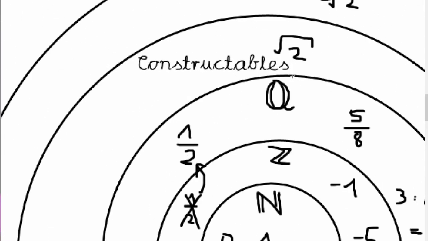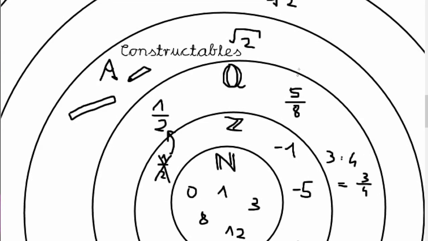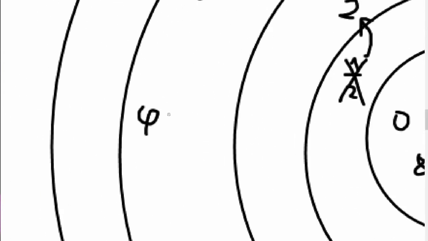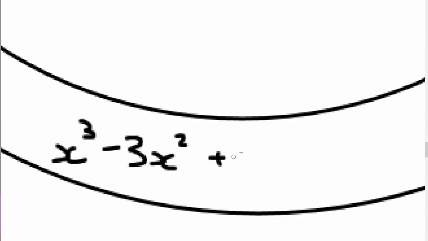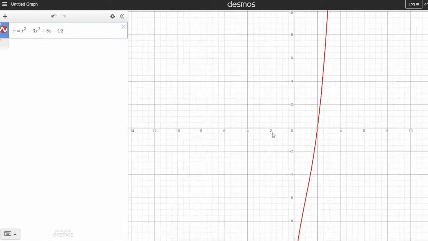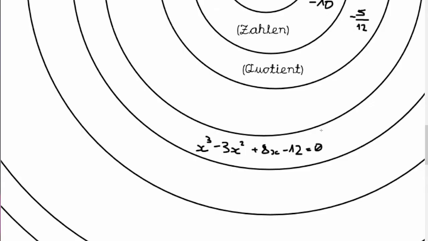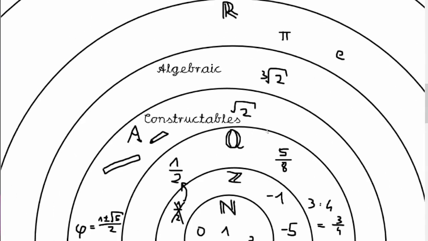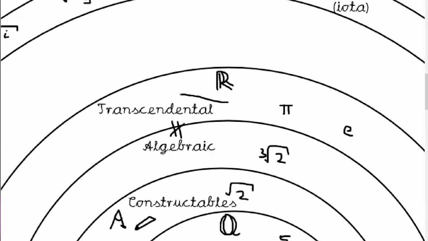The constructible numbers have lengths which can be constructed using only a pencil, compass, and straight edge, a ruler without marks. This group includes the square roots of 2 and 3 and phi, the golden ratio. The algebraic numbers include all numbers which are the zeros of polynomials with integer coefficients. So for example, all numbers x, such that x cubed minus 3x squared plus 8x minus 12 equals 0. Here we have the cube roots, among others. Numbers which are not algebraic are called transcendental. They include classics such as pi or e.